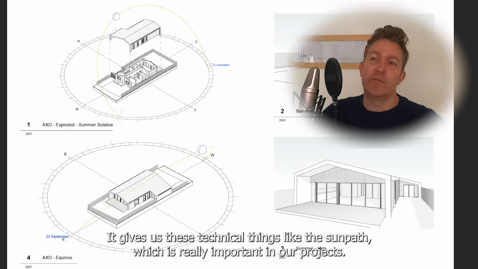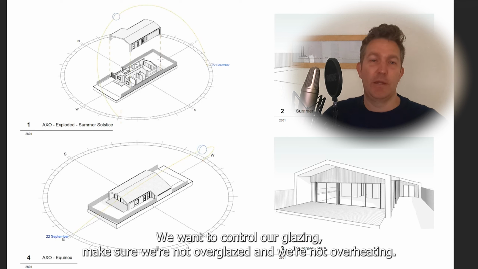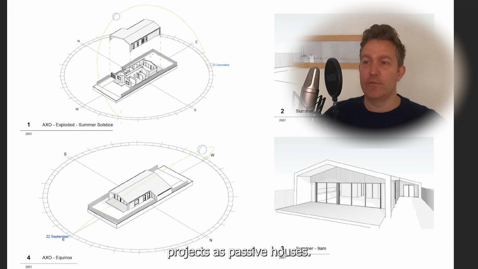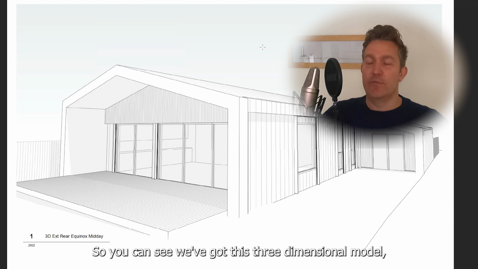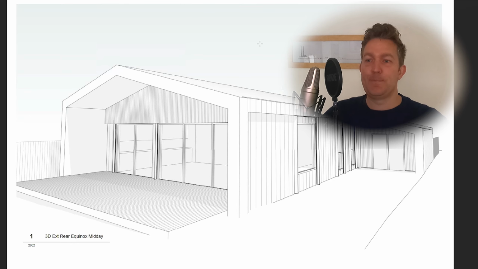It gives us these technical things like the sun path, which is really important in our projects. We're building passive houses. We have to know where the sun rises and sets, where the sun will fall on windows. We want to control our glazing, make sure we're not over glazed and we're not overheating. And we want to make sure in winter time that we're capturing the sunlight that we need to run our projects as passive houses. So you can see we've got this 3-dimensional model, but that actually does a whole lot more than just give you these 3D static images.